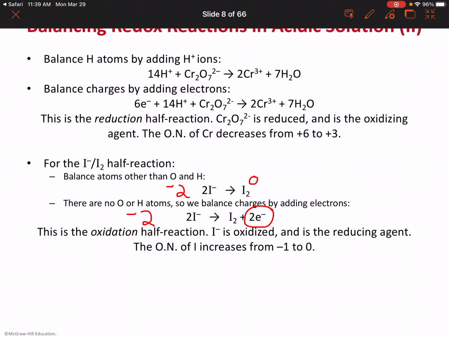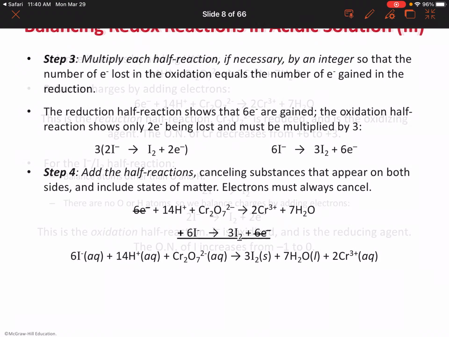What we need to do is balance our electrons. In the iodine half reaction, there are 2 electrons on the right hand side. For the chromium one, we have 6 electrons on the left side. 6 and 2. We're going to add these two reactions together, so we need to make sure they both have the same number of electrons so we can cancel the electrons when we are adding. In order to do that, we need to multiply this equation by 3. 3 times 2 is 6. So that's what we're going to do next.